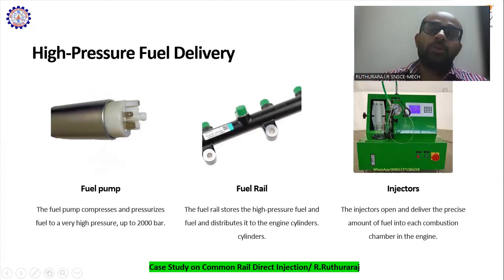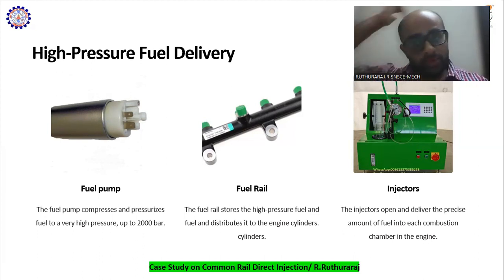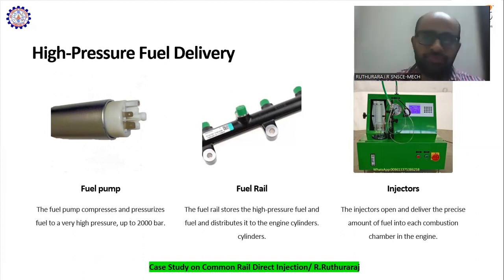Here different components are used to deliver the fuel at a high pressure. The first one is a fuel pump. What's the function of the pump? The pump produces high pressure fluid as output, and then there are the fuel rails. Fuel rails are the tubes through which high pressure fuel is distributed, and then comes the injector. Injectors inject the fuel into the combustion chamber. Here injectors is plural because it may be used in the case of multi-cylinder engines.